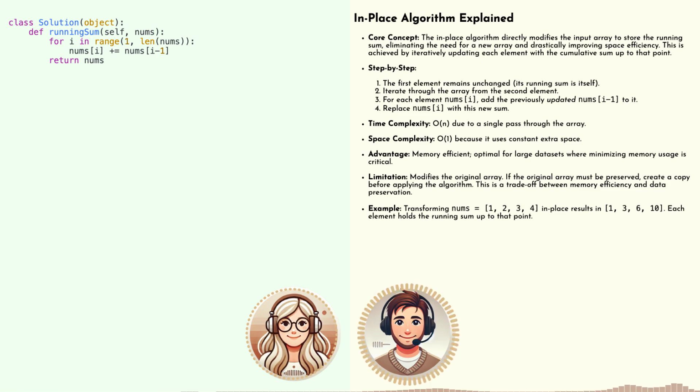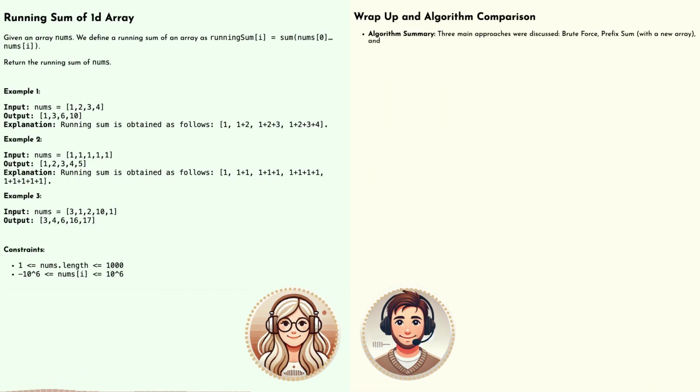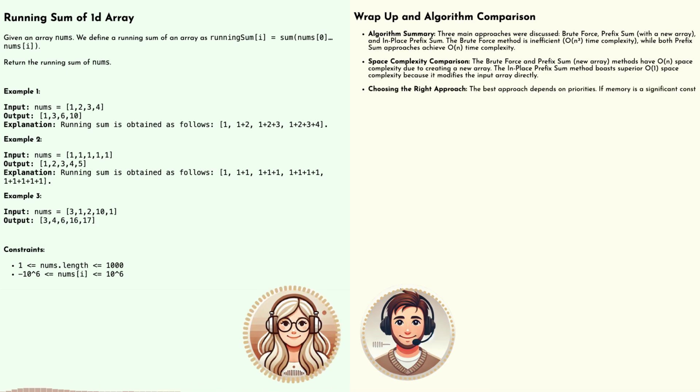Amazing. Is there any downside to this? Well, the trade-off here is that we modify the original array. So if you needed that original data later, you'd be out of luck. Got it. So each approach has its strengths and weaknesses. Absolutely. That's why understanding different algorithms and their trade-offs is so important.